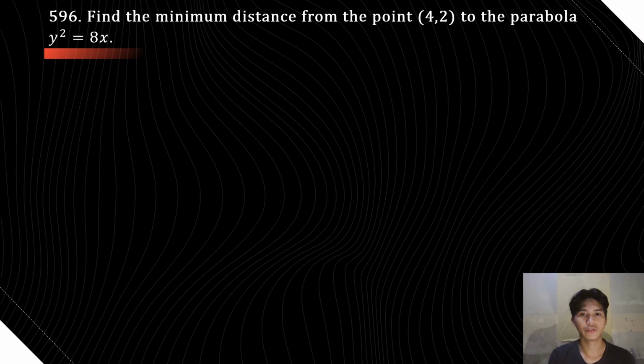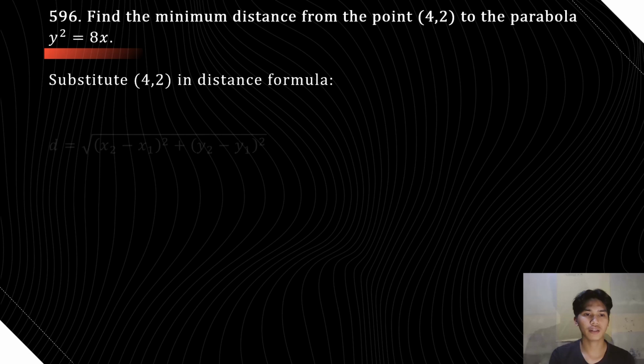So let's proceed to the problem solving in this topic. Our problem number is 506. Find the minimum distance from the point (4, 2) to the parabola y squared equals 8x. In the first step, we substitute the (4, 2) in the distance formula.